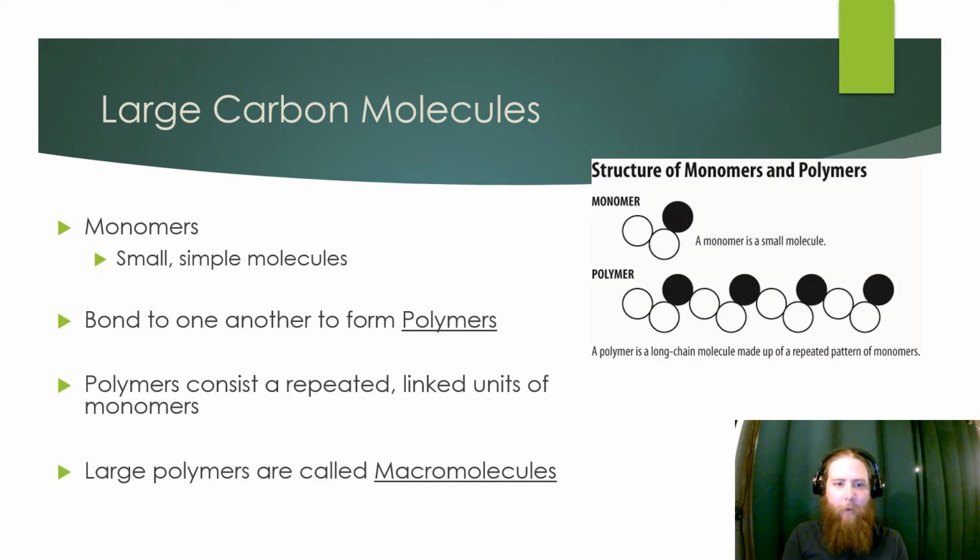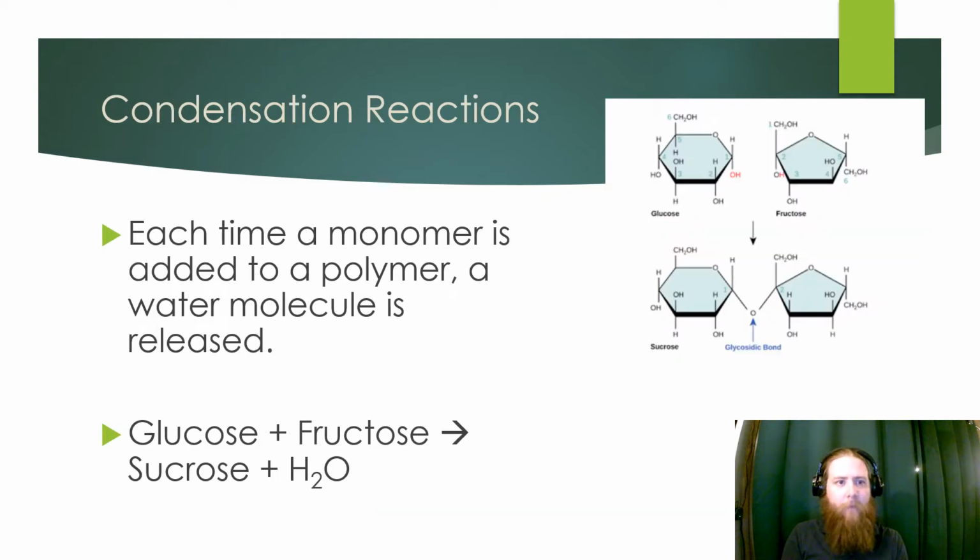And the word macro means big versus micro, which means small. So macromolecules are big molecules. So every time we add a monomer to make these kind of large polymers, we need to do what we call a condensation reaction. And we call it a condensation reaction because we're losing water.